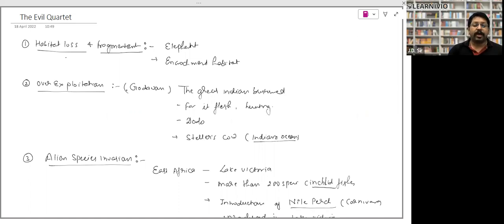Then the government of India recognized that this was an encroachment of the habitat, and the government of India made the rule, the Elephant Conservation Act, in 1990, and that's how we saved them. So first, habitat loss is a major reason for the decrease in the population. The second main factor is overexploitation.